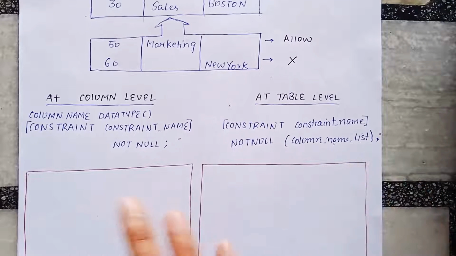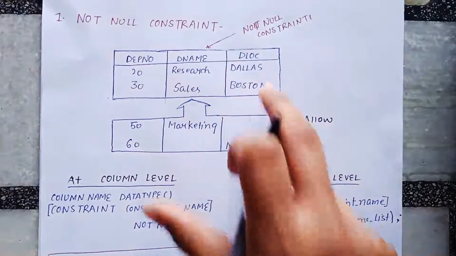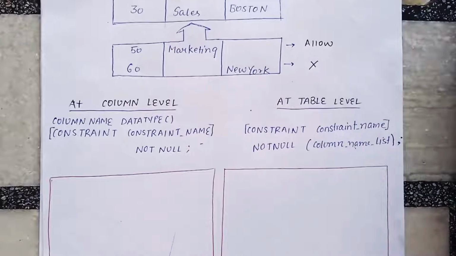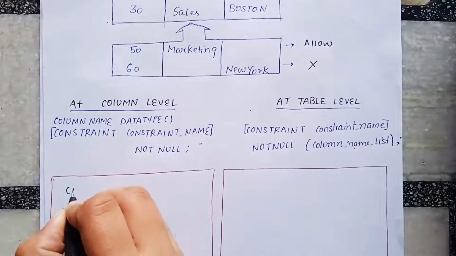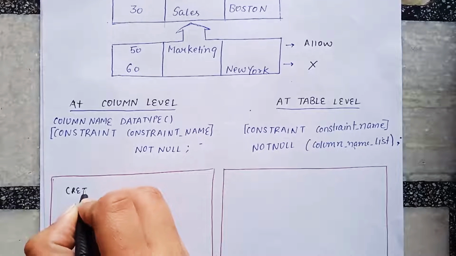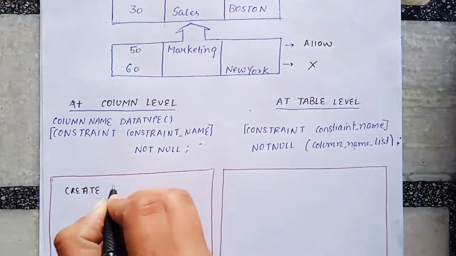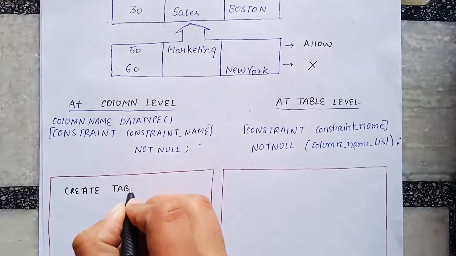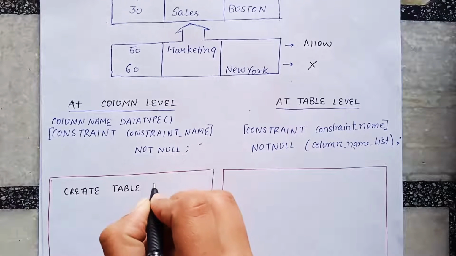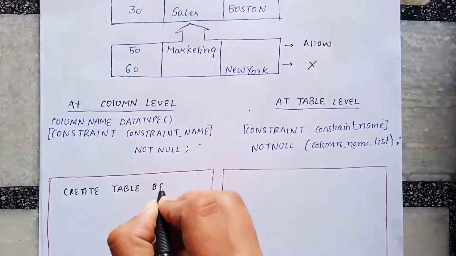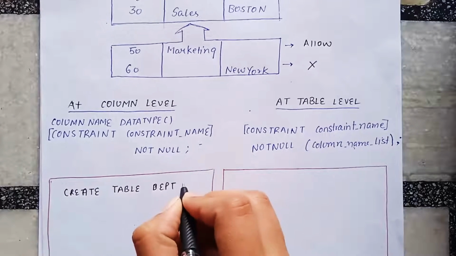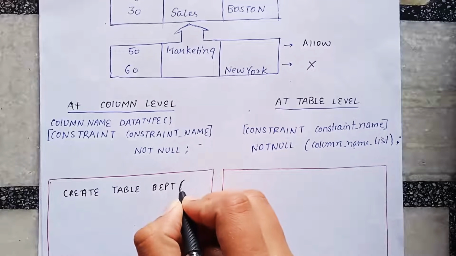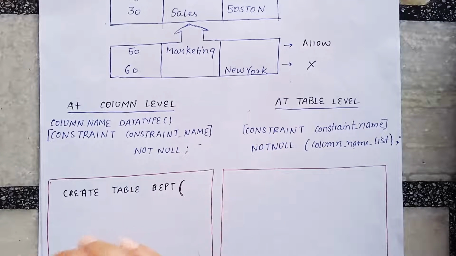Now we will discuss how we apply the not null constraint on this table at column level. Let's see how we do it. At the time of creation, the code will be: create table, and let's suppose the table name is depart. Create table depart, and here is a bracket. Again, in this we will specify all the columns.